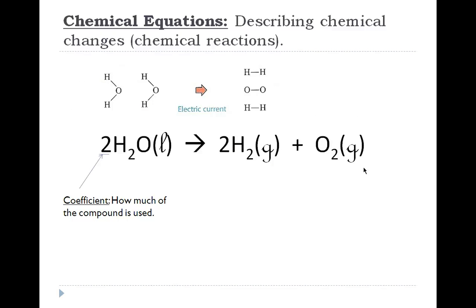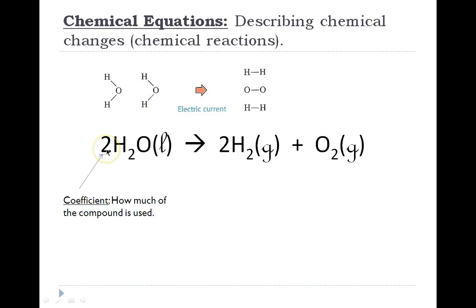All right, chemical equations. We use chemical equations in chemistry to describe chemical changes, not physical changes usually. In the case of this picture showing the chemical change to water when we run electricity through it and we break the bonds and we form new ones, what we have is a chemical equation describing the picture above.